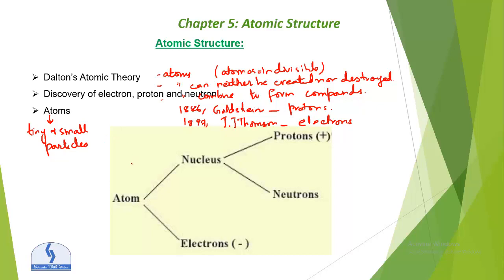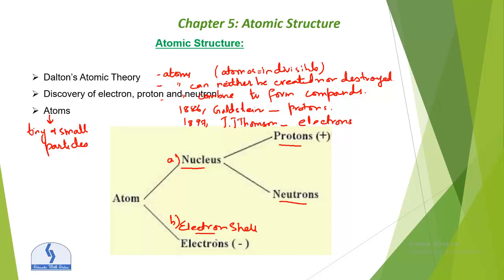An atom has two parts: one is the nucleus and the other is the electron shell. And what is the nucleus made up of? The nucleus is basically made up of protons, positively charged particles, and neutrons, which have no charge. The other part is the electron shell, which has electrons, the negatively charged particles.